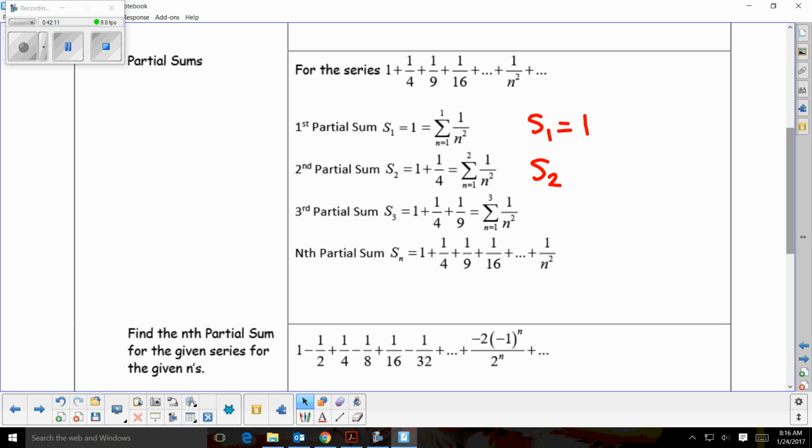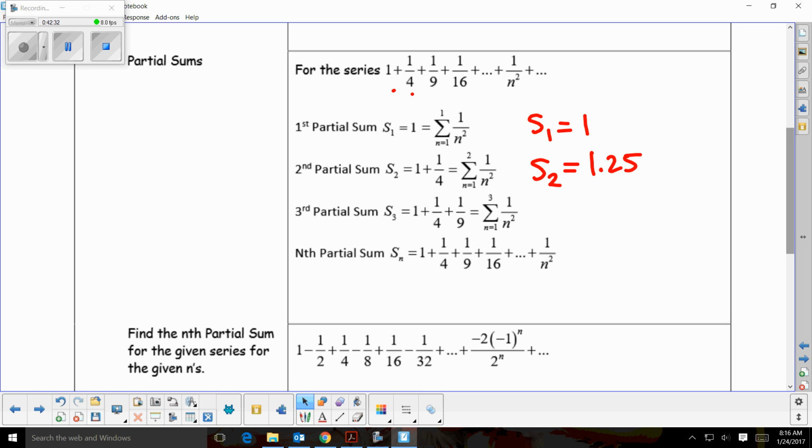Good. The second partial sum, using 2, would say I'm going to take the first term and the second term. So I go from 1 to 2. And what would that equal? 5 fourths, so 1.25.